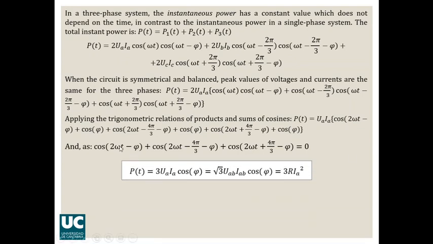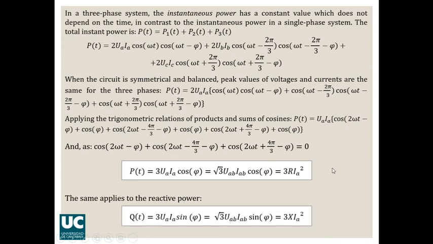And you can see that these terms that depend on time are going to be equal to 0. So at the end, we will have an expression for the active power, which does not depend on time, and it's constant over time. So this is a very important characteristic of three-phase systems that you need to remember. We can do something totally analogous with the reactive power, but in that situation, instead of cosines, you are going to have sines of the angles. And you will get to this expression here.